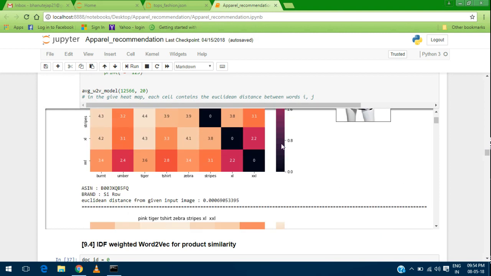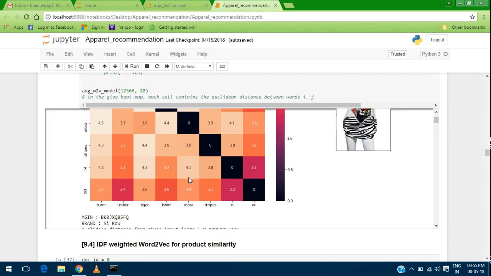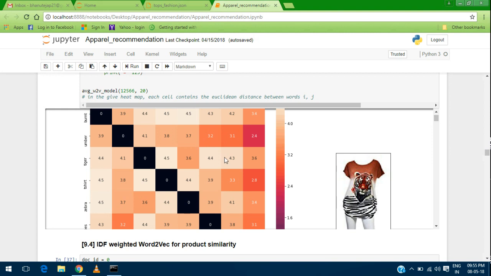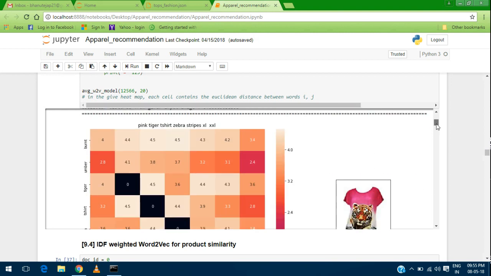Here, if you observe, all these are zeros. This is because the Euclidean distance between two similar words is always 0. So double XL and double XL is 0, but for XL and double XL the distance is 2.2. For tiger and stripes we have a distance of 4.4. This is basically the heat map, and with Word2Vec we have the recommendations like this.